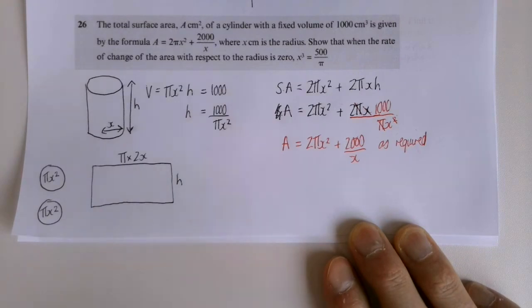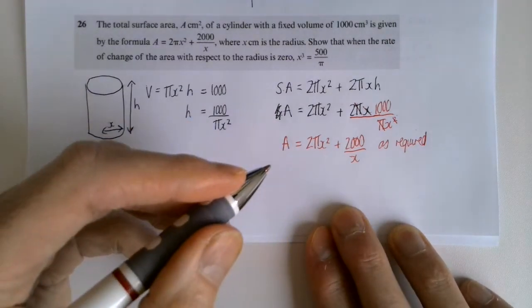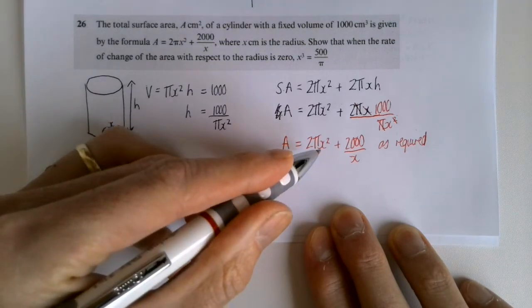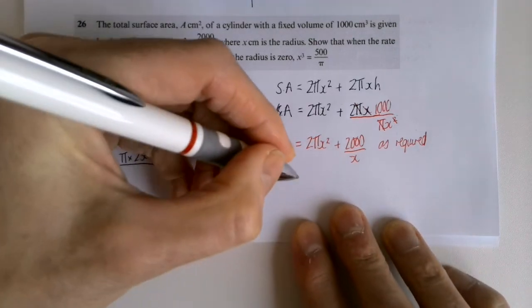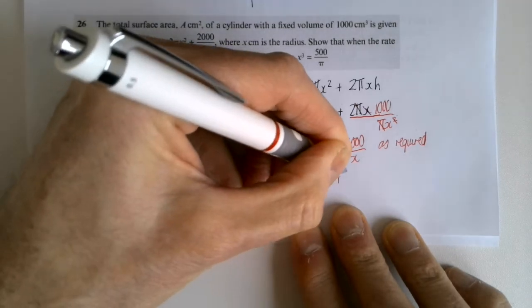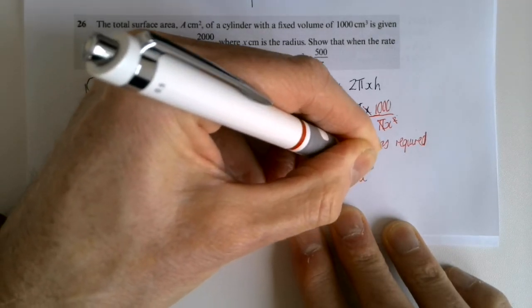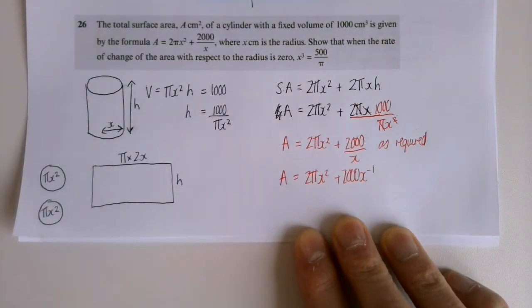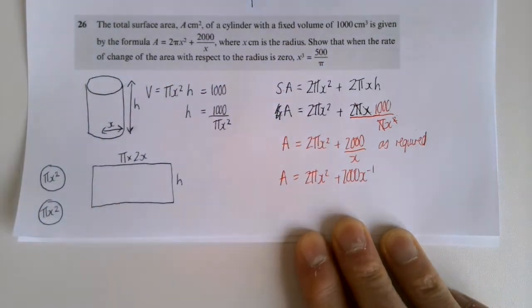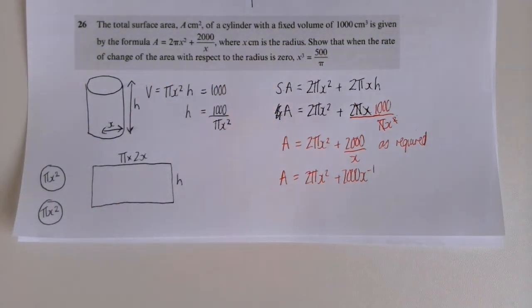So rate of change of area with respect to the radius, well, that means we're going to differentiate this to get dA by dx. I'm going to rewrite it first in index form. Go on, see if you can differentiate that, and then see if you can prove what they are after. I'm going to get some more paper because I'm running out of space.